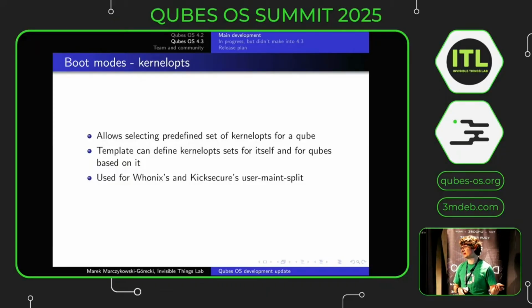But you don't see the bootloader in Qubes VMs. So they needed some solution here. So the idea is that a template can advertise what boot modes it supports.